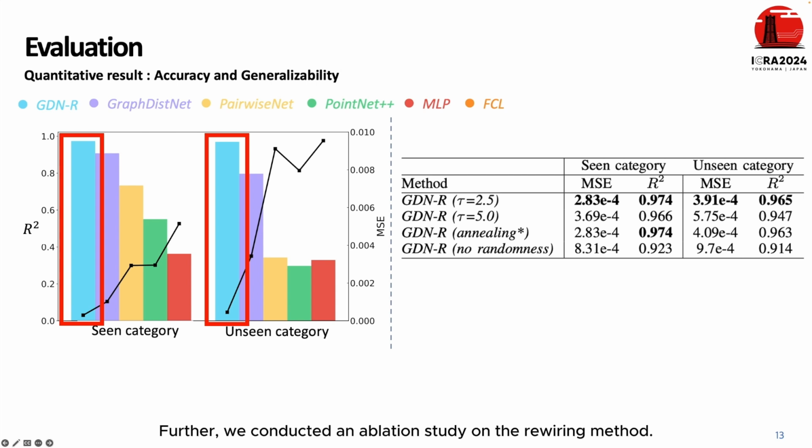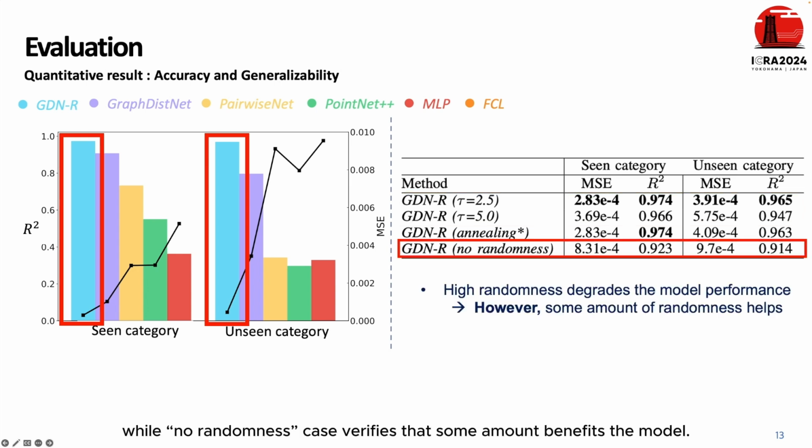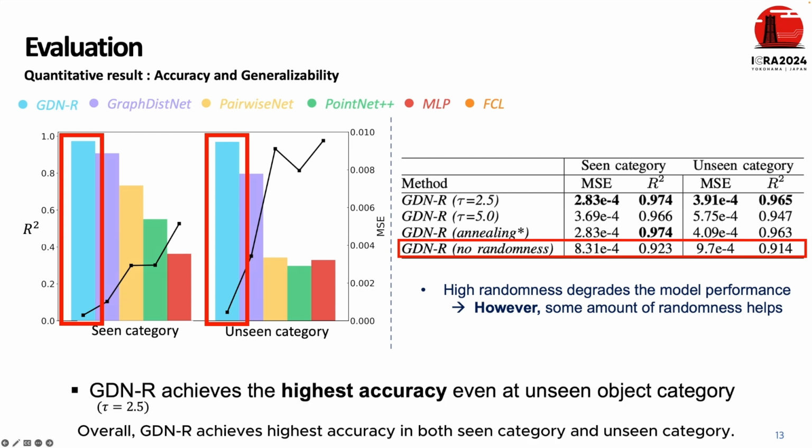Further, we conducted a Bayesian study on the rewiring method. As the result shows, high randomness degrades the model performance, while the no randomness case verifies that some amount benefits the model. Overall, GDNR achieves highest accuracy in both seen category and unseen category.